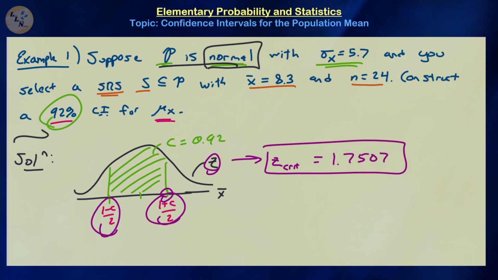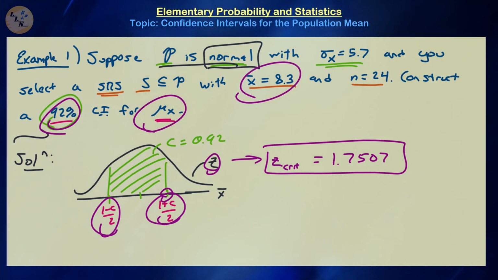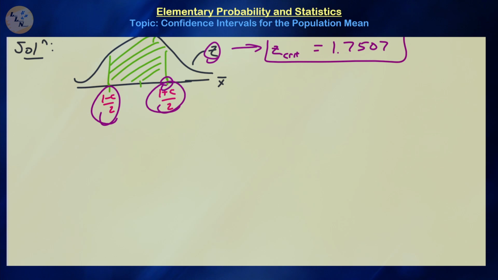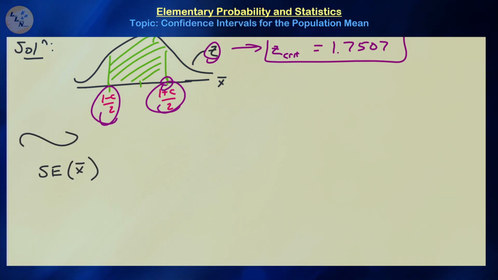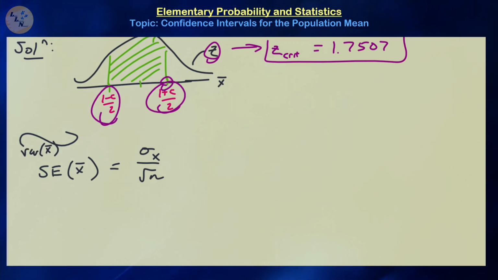Now that we have our critical value, which is associated to a 92% confidence interval, now we need to figure out the standard error associated to the estimate of using x bar as an estimate for mu x. So what is that going to be? Well, with all of the information provided, the standard error of the estimate associated to using x bar as an estimate for mu x is going to be equal to sigma x divided by the square root of n. Keep in mind, this formula came from the variance of the random variable x bar. Take the square root of that.